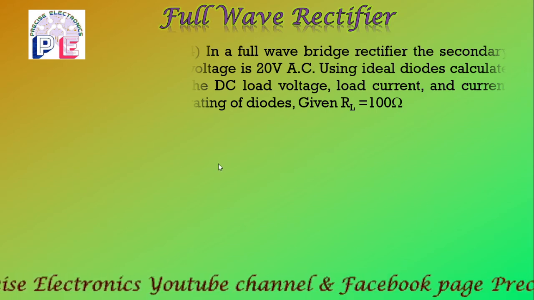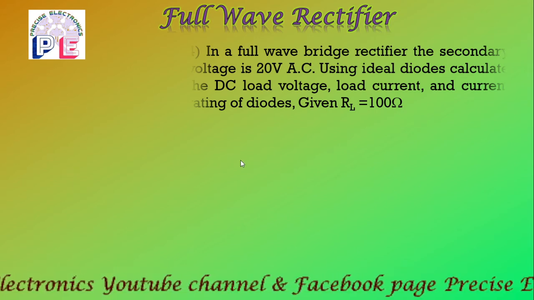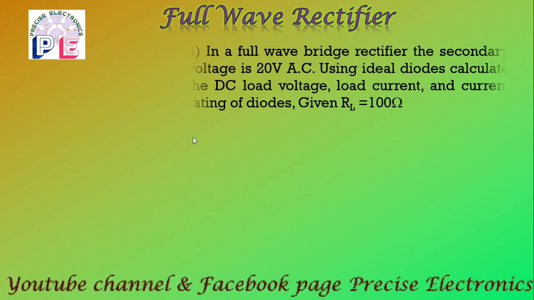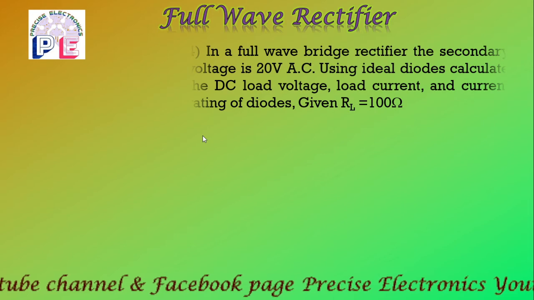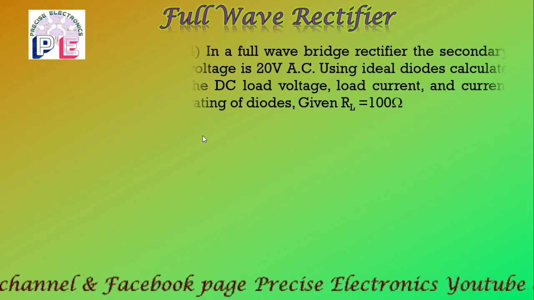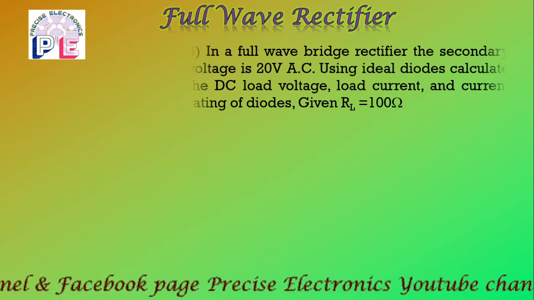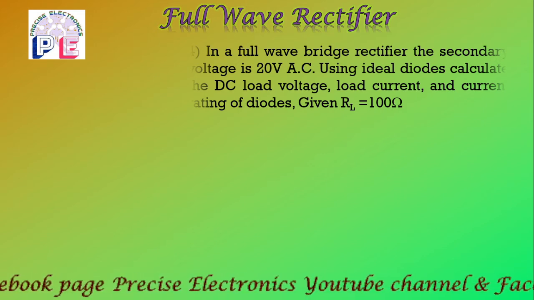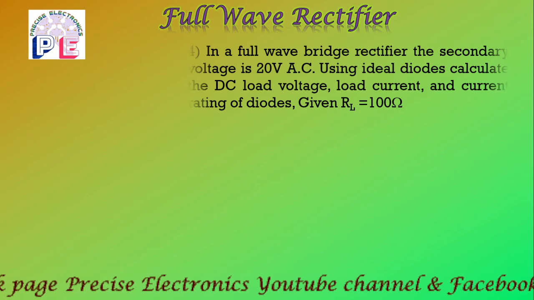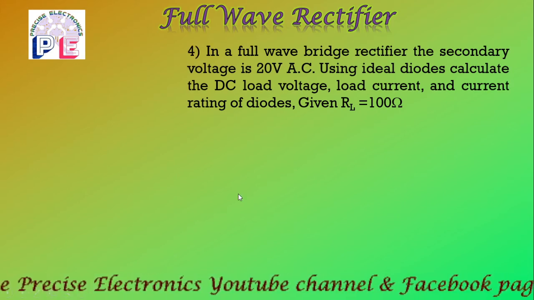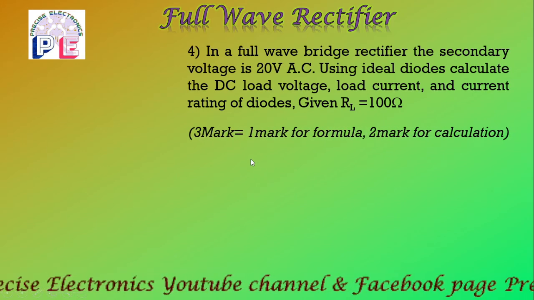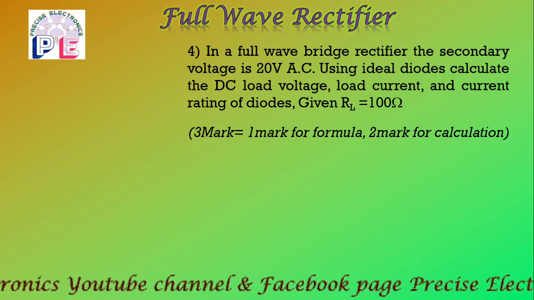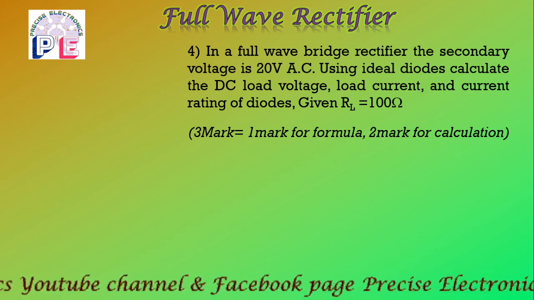In a full wave rectifier, the secondary voltage is 20 volt. Using ideal diodes, calculate the DC load voltage, load current and current rating of diodes, given RL is equal to 100 ohm. This question is also for 3 marks. 1 mark for formula and 2 marks for calculation.